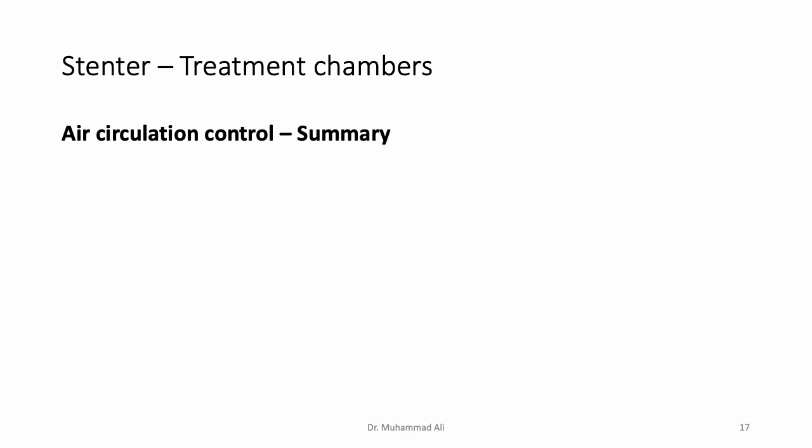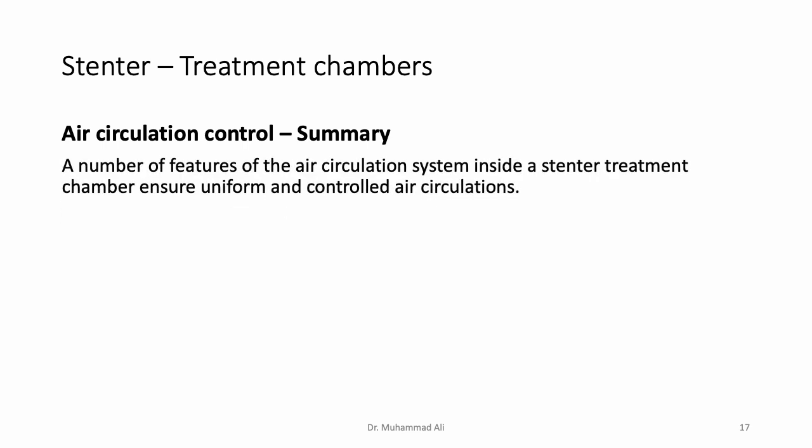Okay, it's a lengthy description. Let's summarize this aspect of the treatment chambers, the control of air circulation. So we have discussed that a number of features of the air circulation system inside a treatment chamber ensure uniform and controlled air circulation. I think there is a typing mistake over here. It should not be circulations. Circulation is good enough, I think. Okay, so what are those features?